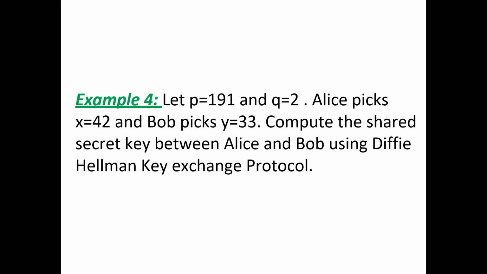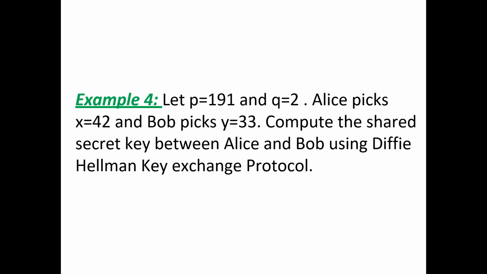Let P equal 191 and G equal 2. Alice picks X equal to 42 and Bob picks Y equal to 33. Compute the shared secret key between Alice and Bob using the Diffie-Hellman key exchange protocol. This is the problem statement.